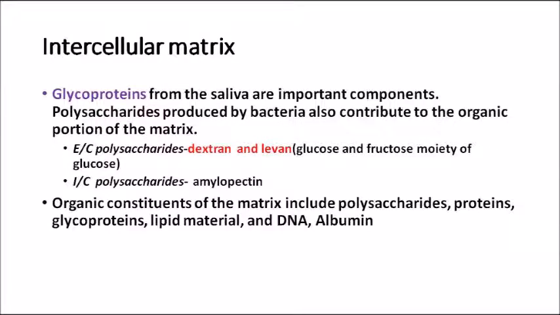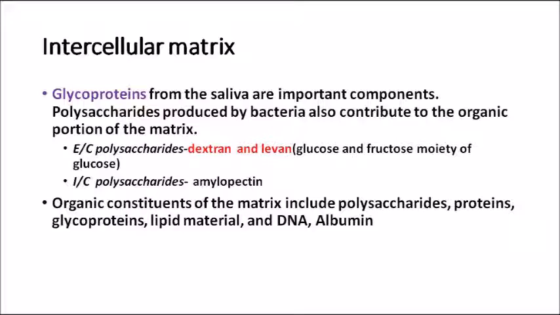Now we already said bacterial cells are interspersed in an intercellular matrix. When you speak about the intercellular matrix, you can tell all the organic constituents that you know: the carbohydrates, proteins, lipids, DNA, albumin, glycoproteins. Among these, which are the important constituents? First important constituent is the glycoprotein, which is derived from saliva. And next one is polysaccharide from the bacteria.